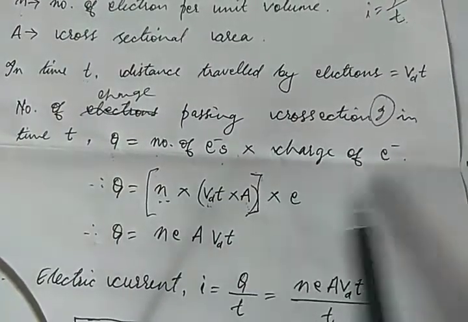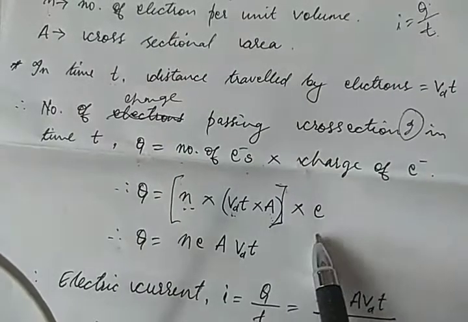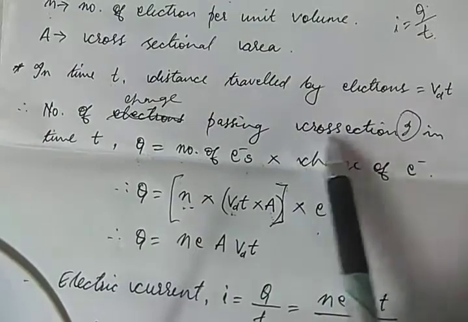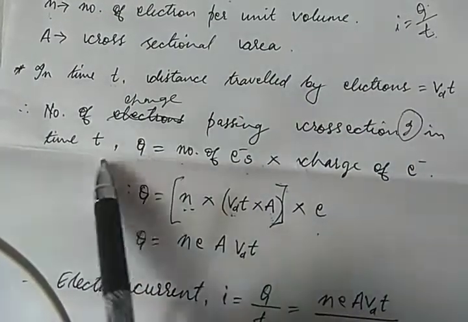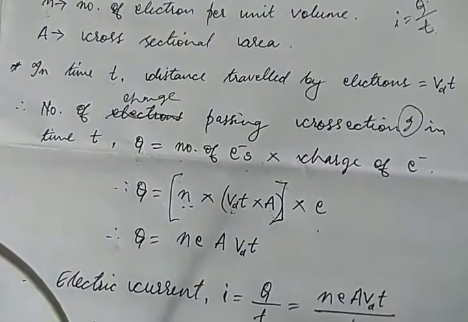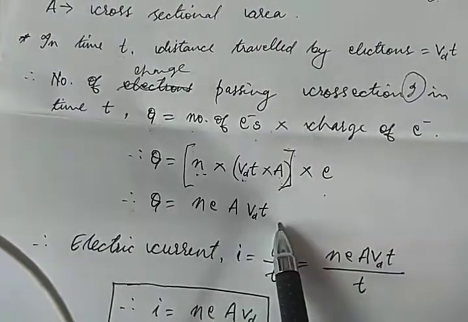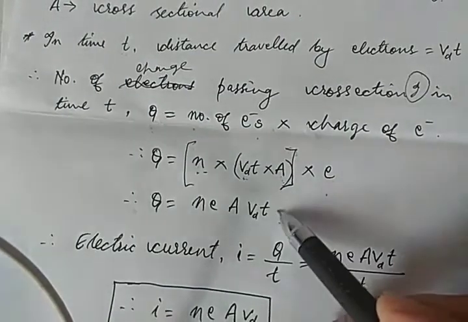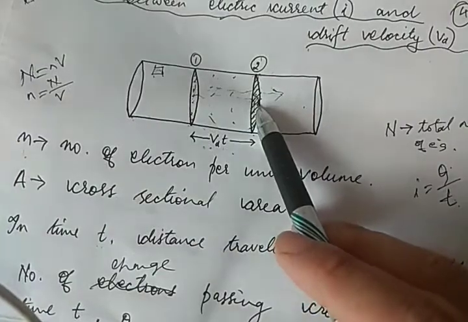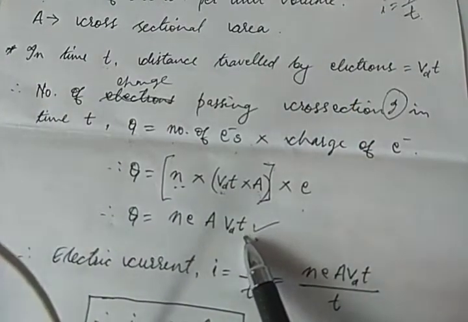Now what is the charge of the electron? The charge of the electron is e. Understand this part very, very clearly. So the charge passing through cross section 2 in time t is q, which is n into Vd t into A into e. Therefore q is n e A Vd t. Once you understand this part, this is the charge flowing through cross section 2 in time t.